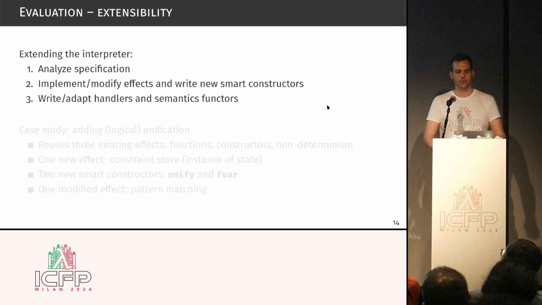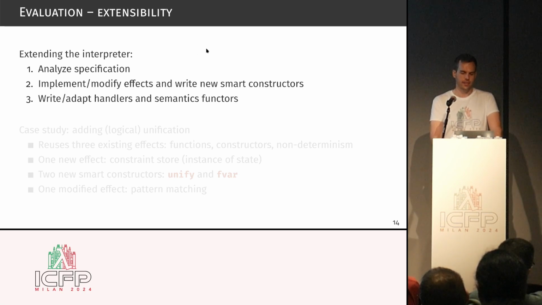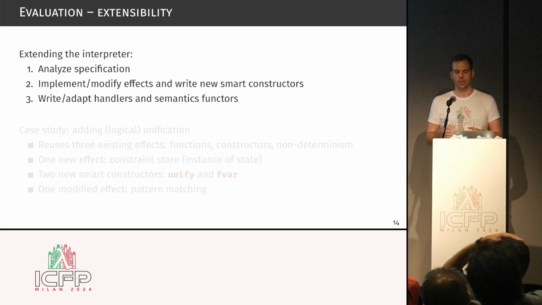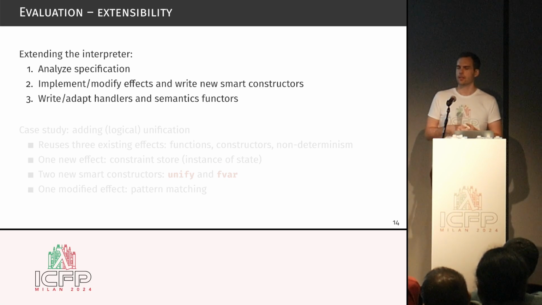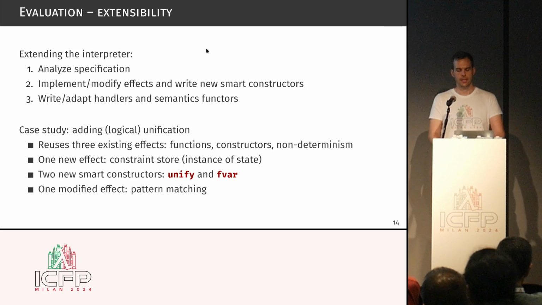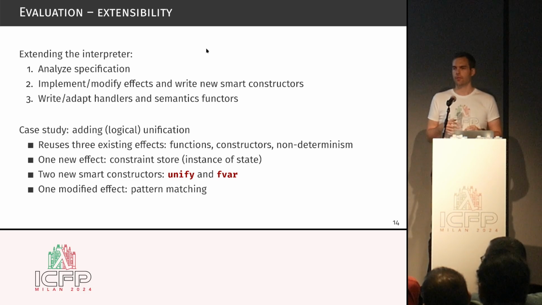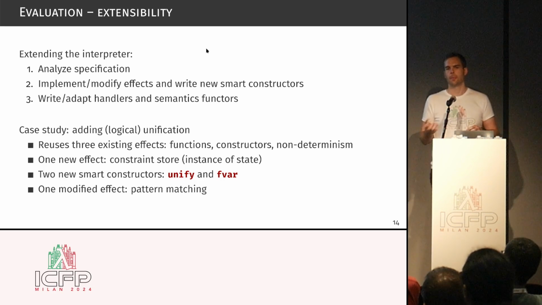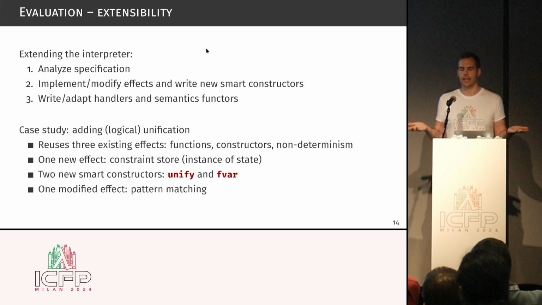What I can also do very simply is extend the interpreter. After analyzing the specification, I just have to add effects if necessary, write the smart constructors, and then adapt the effects that are affected by the change. So here I did a small case study for adding logical unification, and it turned out I already had 3 of the effects that I needed for that. I needed to define one new effect for having a constraint store, but that's also just an instance of state, so I had that as well.